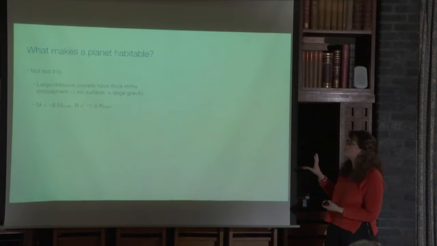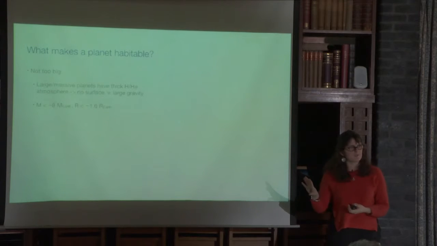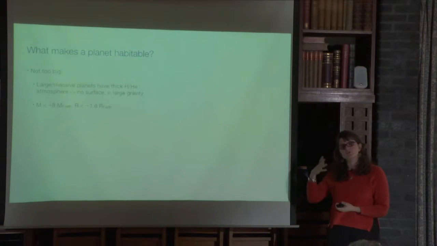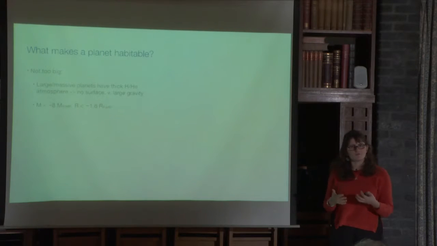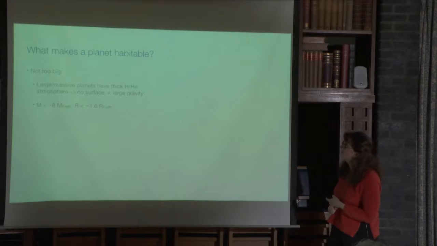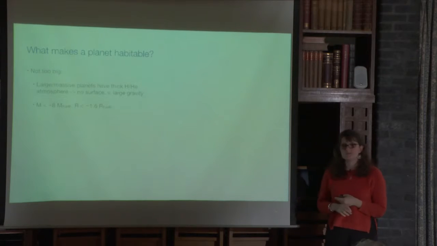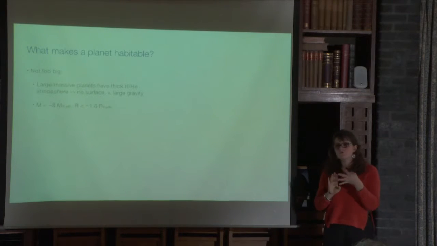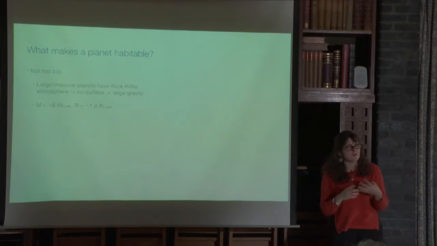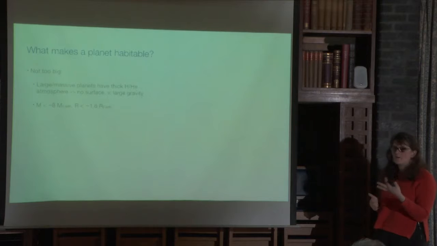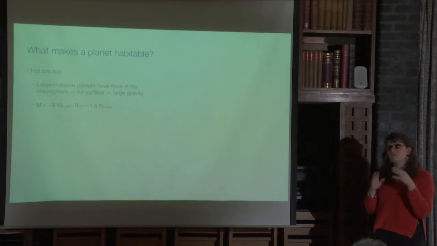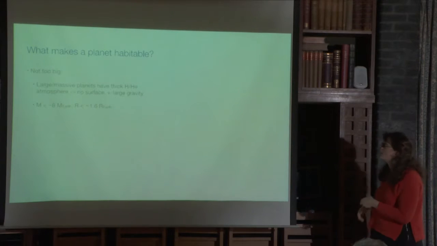Now, I'm going to spend a few minutes talking about what makes a planet habitable, because missions like Kepler were designed to measure the frequency of Earth-like planets or habitable planets, but we have to first define what we mean by habitability. And typically, there are 2 sets of criteria that are used to define habitable planets. One of them is a size criterion, and the other one is a temperature criterion.